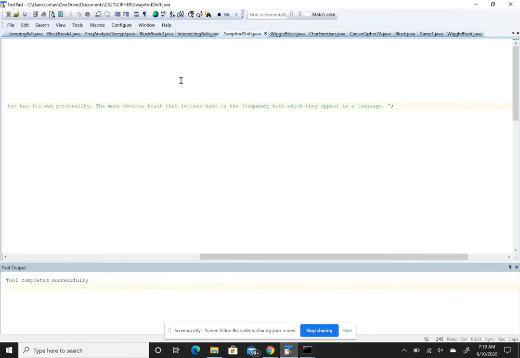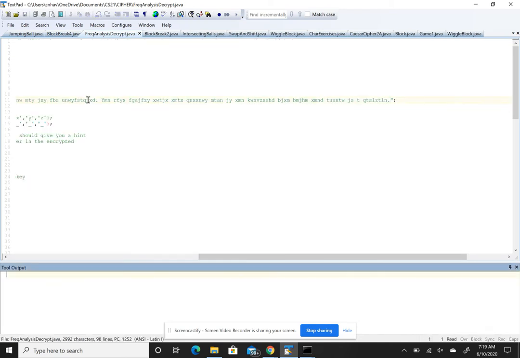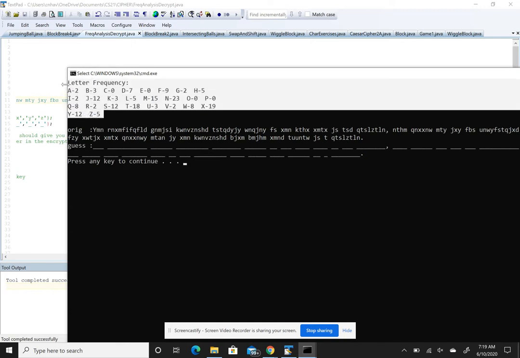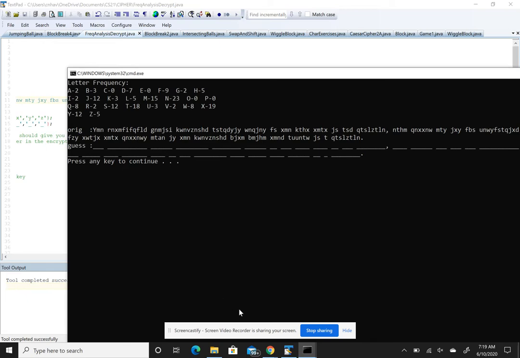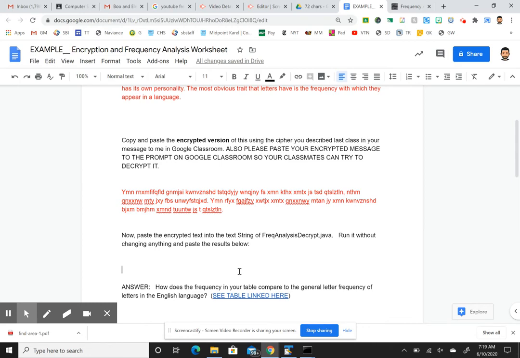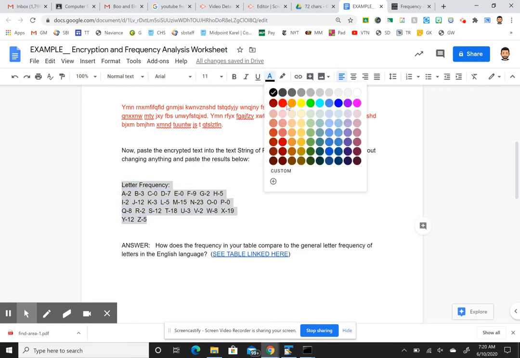So I'm going to take this, I'm going to put it into my frequency analysis decrypt. The encrypted text is going to go right into here. Compile it. And there we go. This is the main thing that I'm looking for, this table, this letter frequency. So if I go here, this is the letter frequency of my encrypted message. So a couple things should jump out at me.